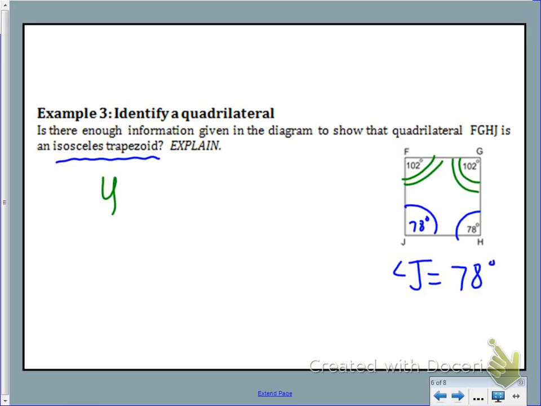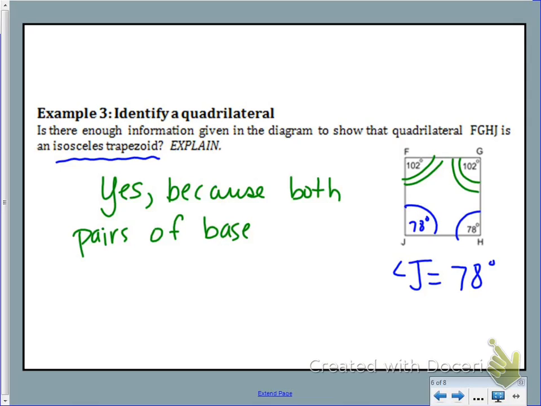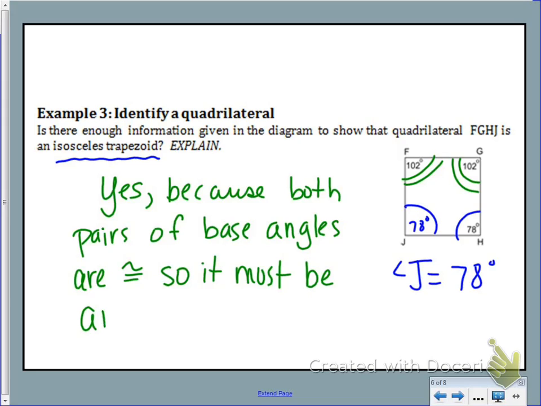So our reasoning is yes, because both pairs of base angles are congruent, so it must be an isosceles trapezoid. Keep in mind, we could go on to show parallel relationships. We have our consecutive interior angles as supplementary, so that's how we could show that that would be a parallel base as well. So just a reminder on that.